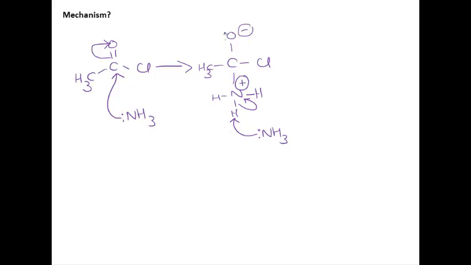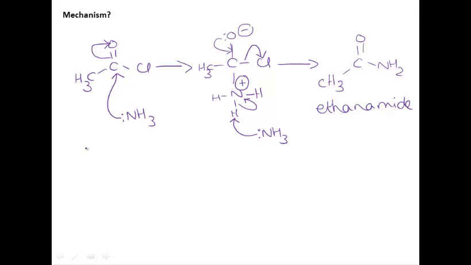At the same time, this lone pair here on the oxygen is coming back in to reform the double bond, and the chlorine is leaving. So this is quite a lot of arrows happening at once, and the product of this is our primary amide, which is called ethanamide.